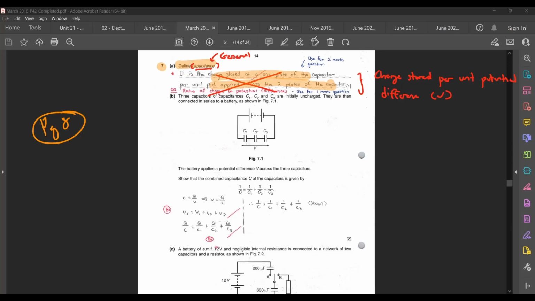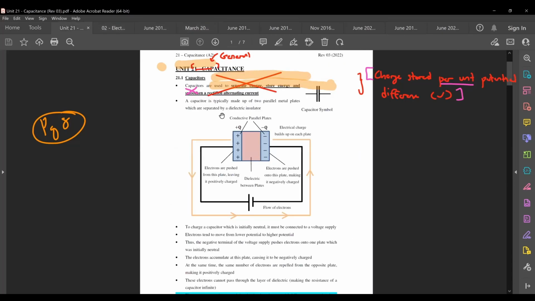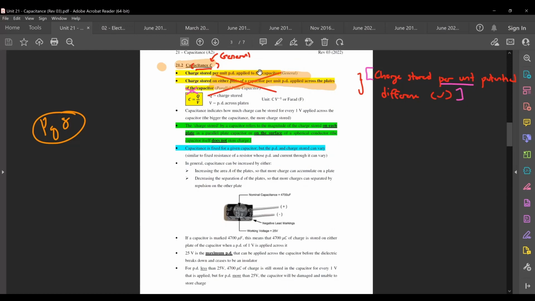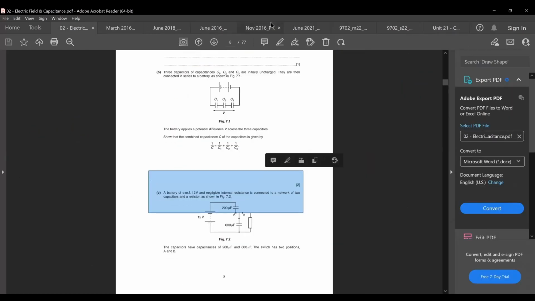And then after that, the other one here, you notice I say it is the ratio of charge to potential difference, right? This is actually not correct to say as ratio. It's charge stored per unit potential difference. Okay, so these two are wrong. Don't use that. Just use this one. It's from your notes. Okay, it's charge stored per unit potential difference under page 3, if I'm not mistaken. Okay, so you can actually just look at part C.